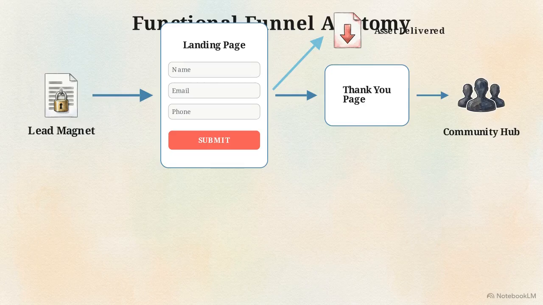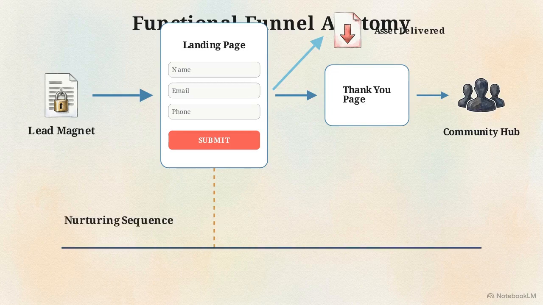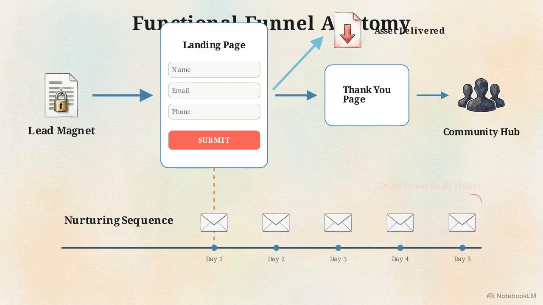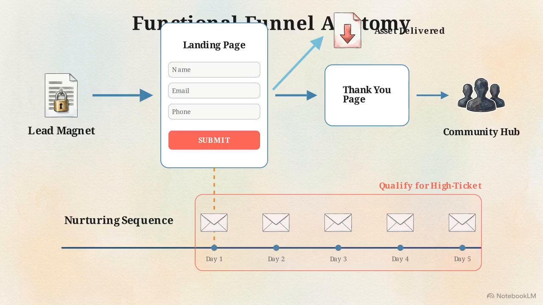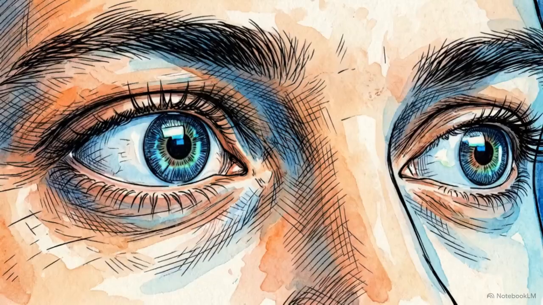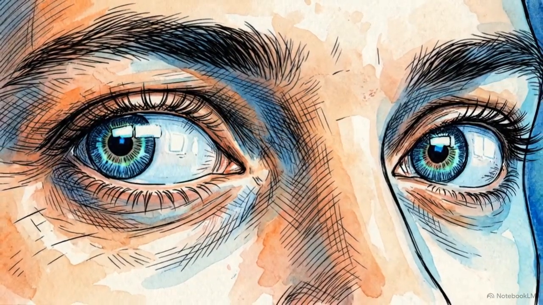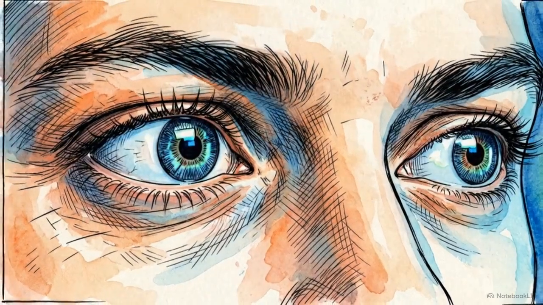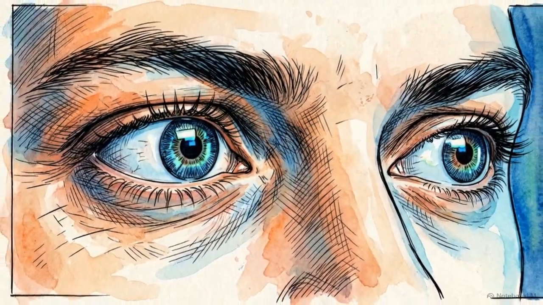Beneath that lies the invisible backbone of the operation, the nurturing sequence. Over the following days, a continuous, automated chain of follow-up emails triggers in sequence to build trust and qualify the lead for high-ticket services. A functional funnel operates as a multi-step psychological journey, engineered specifically to capture and cultivate human attention at every stage.